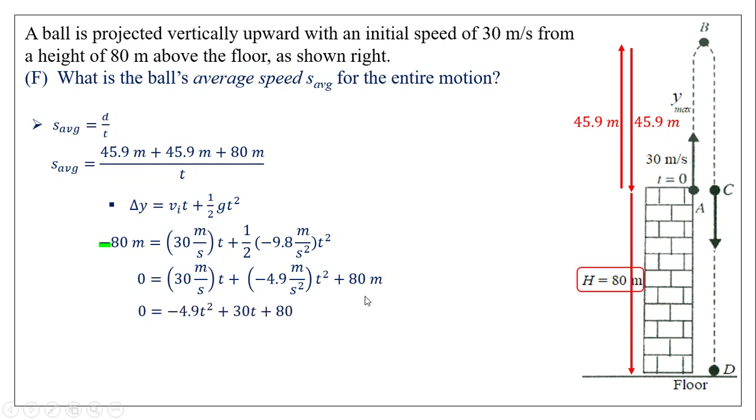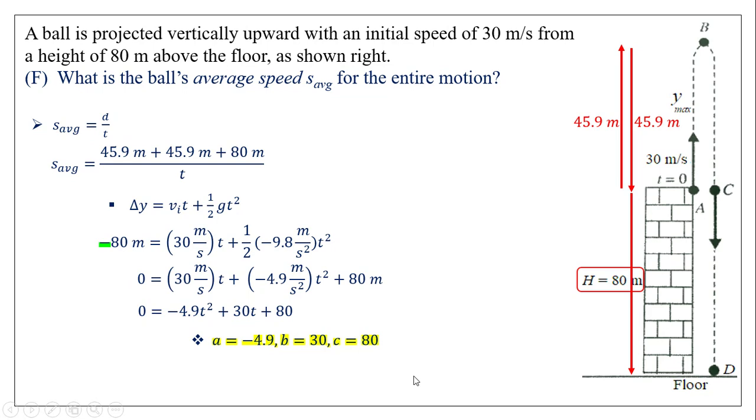I'm going to clean it up a little bit, leave the units out, and rearrange it based on the highest exponent. So t squared is the highest exponent, then t, then the constant. It will be negative 4.9t squared, plus 30t, plus 80. Now I have it in quadratic format, so I can pull out my coefficients. My a is negative 4.9. My b is a positive 30, because there's a positive sign in front of it. My c is also a positive 80.